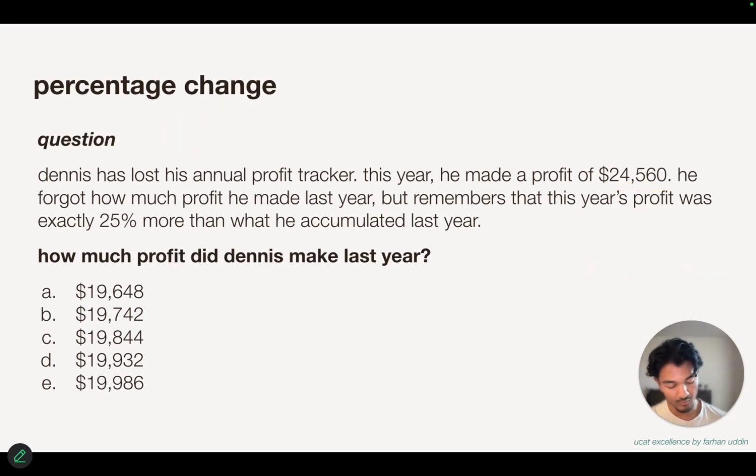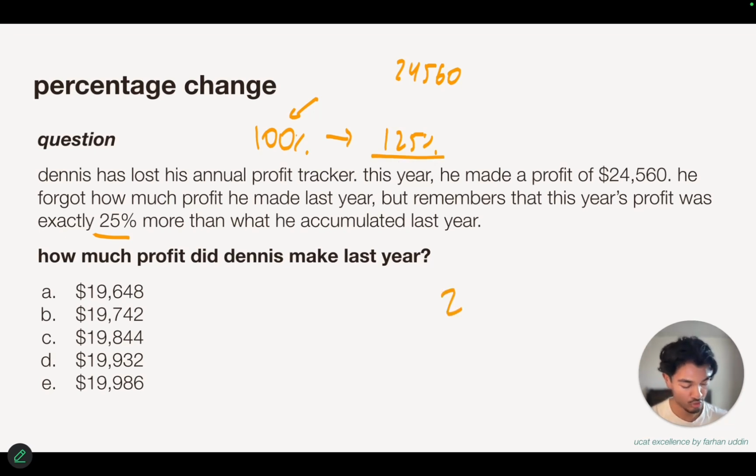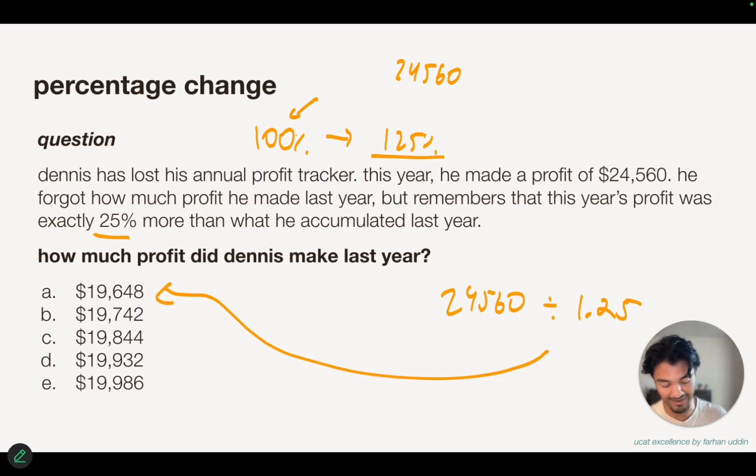So how I actually want you to think about it is, if last year was 100% and we know this year is exactly 25% more, then we're at 125% at the moment. 125% is $24,560. And if we're trying to find 100%, then what do we do? We divide it by 125%. So 24,560 divided by 1.25 ends up giving us our answer of A in this case.